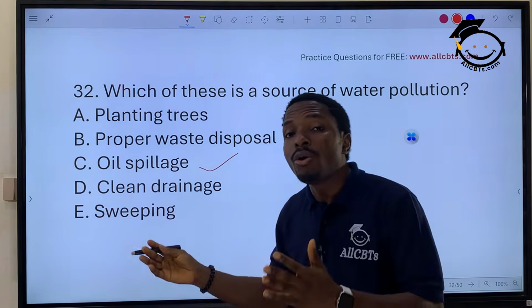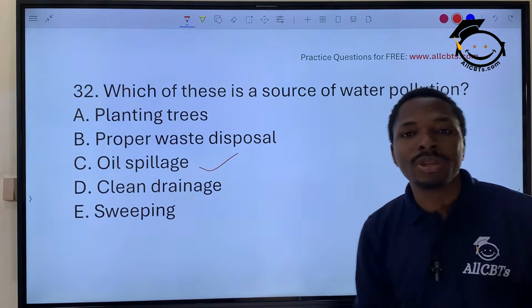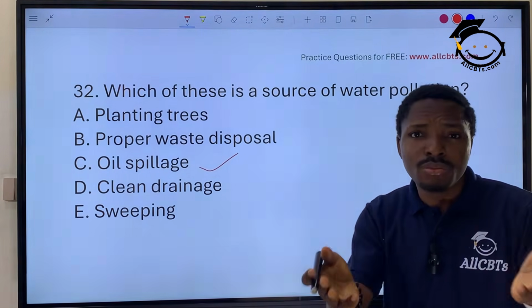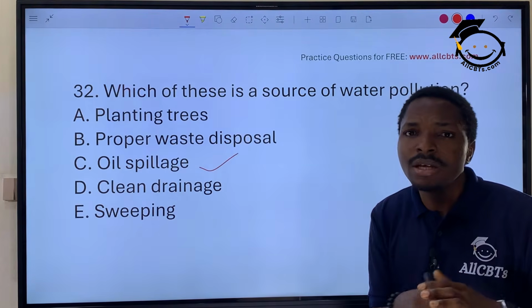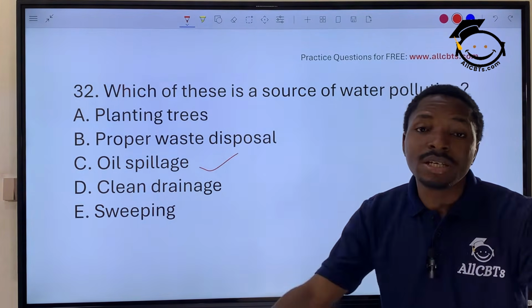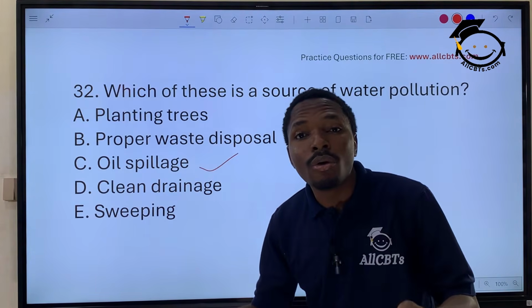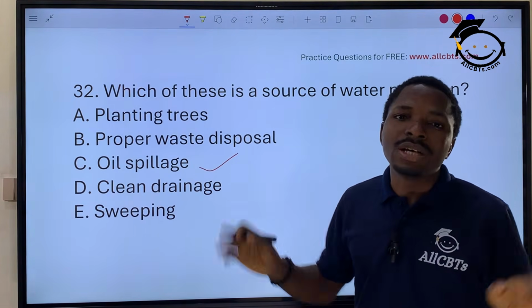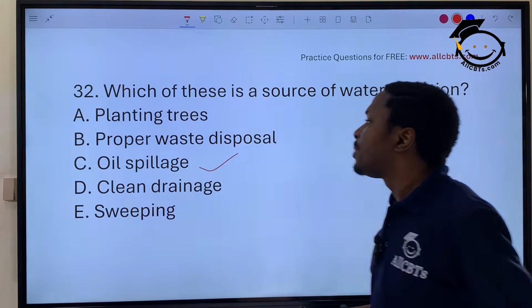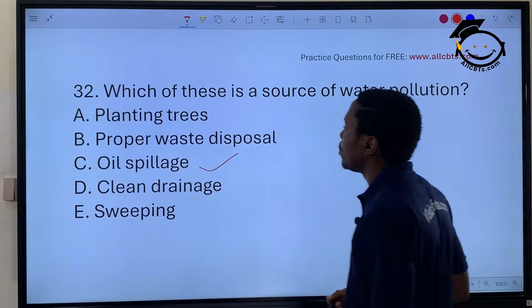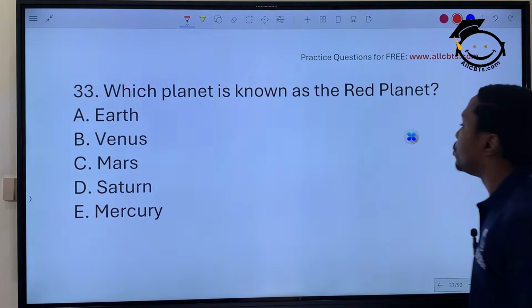Just imagine black oil now spills into a water pond. Will you want to jump in there to have a good bath? No, that's polluted the water. Or it just happened that black oil spilled into your bathing water. You won't use it anymore. So that is polluted water.